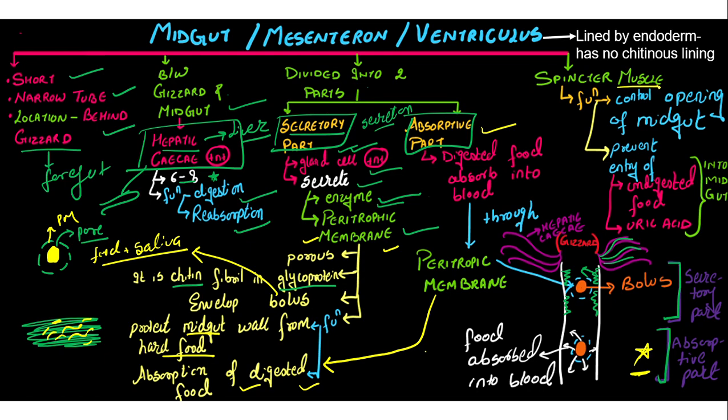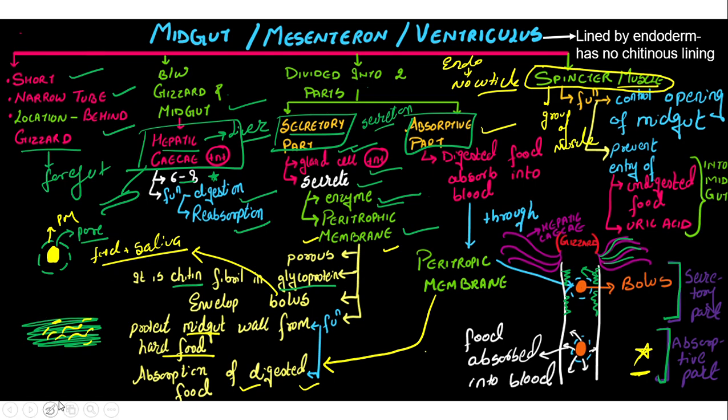Now sphincters are also present. Oh, sorry, I forgot to tell you, the midgut is lined by the endoderm. If it is lined by the endoderm, that means no cuticle will be present. That means no chitinous lining will be present over here, right? Now the last part which is present in the midgut is your sphincter. So what is a sphincter, class? A sphincter is nothing but a group of muscle.